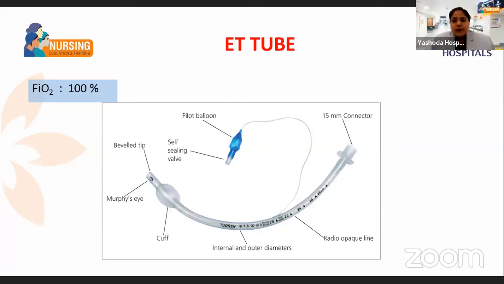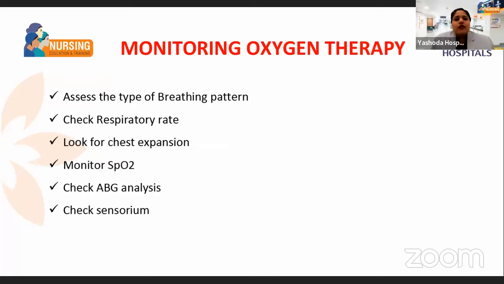Okay. Good. You have to check the saturation levels. Fine. You need to observe the respiratory rate. Fine. Very good. So let's look into that. We need to assess the type of breathing pattern as well. Why do we need to assess?